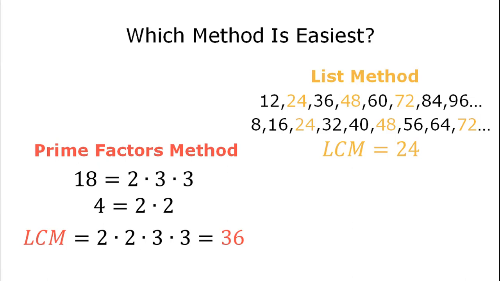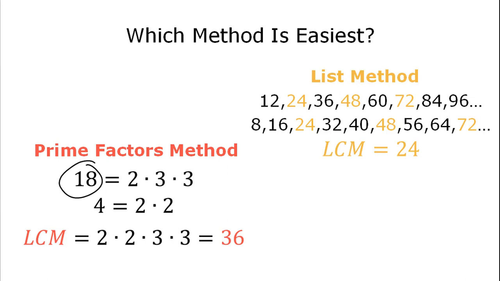So for example, when we are finding the least common multiple of 12 and 8, both of those numbers are really easy to make a list for because we have them memorized as part of our times tables. But when you do 18 and 4, the list method isn't as easy because we don't know our 18 times tables. So the prime factors method is easiest for problems like that, where you have really big numbers like 18, or especially if you had numbers in the hundreds. You'd probably want to use the prime factors method because it's a lot faster than writing out a list of multiples that you don't have memorized.